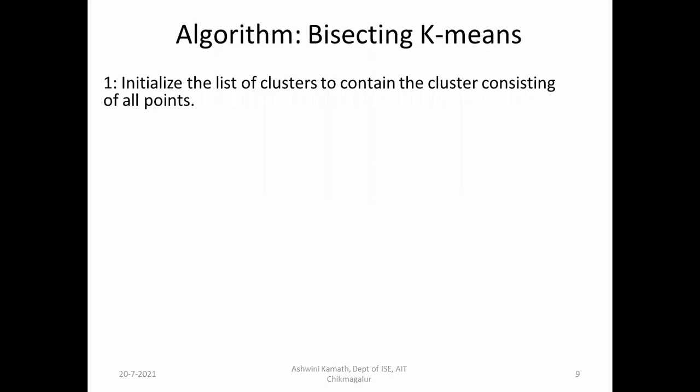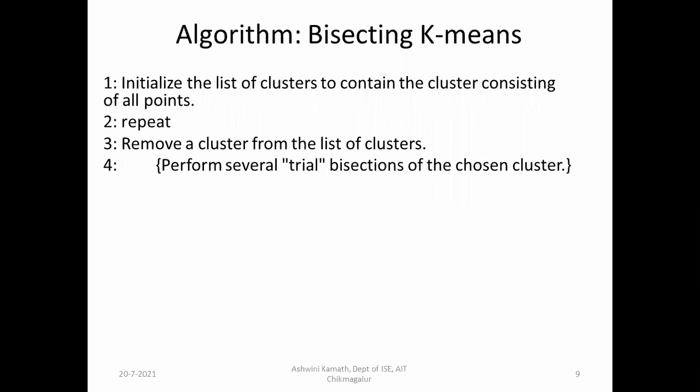The first step is to initialize the list of clusters to contain the cluster consisting of all points. So create one large cluster and include all the points in it. That is the initial step. Then repeat: remove a cluster from the list of clusters. Initially, you are going to remove the entire set of points, and then perform several trial bisections.